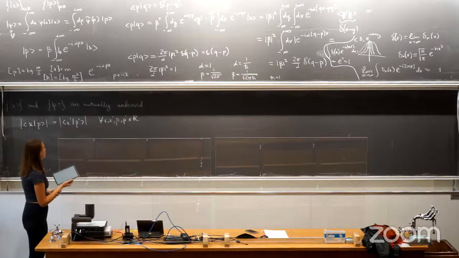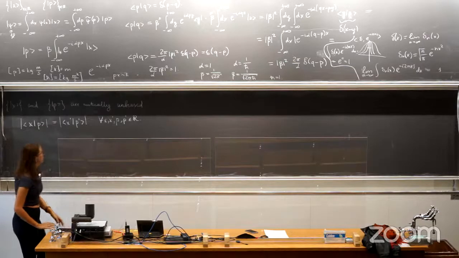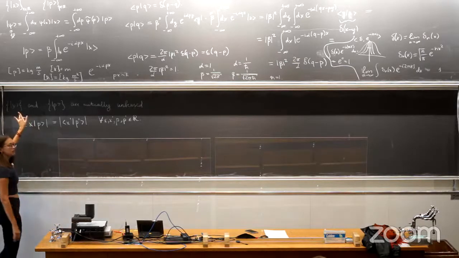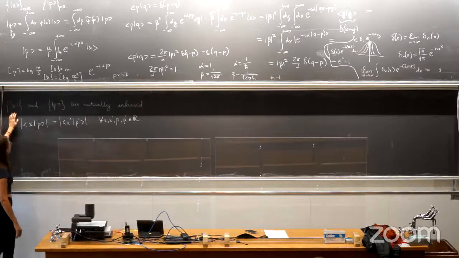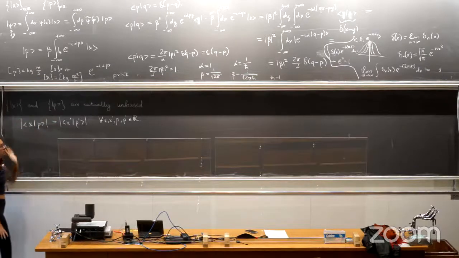So in this case, this means that suppose that I have these two bases and I take any state from here, like I don't know which one, and any state from here. I don't care about which states these are, and I can always tell you the overlap, the modulus of the overlap between them. So by the overlap, I mean this bracket XP.